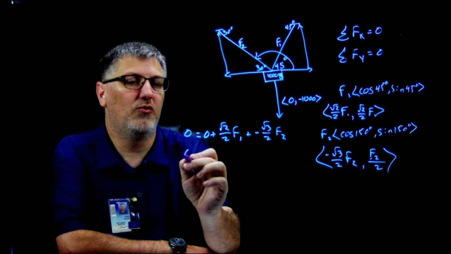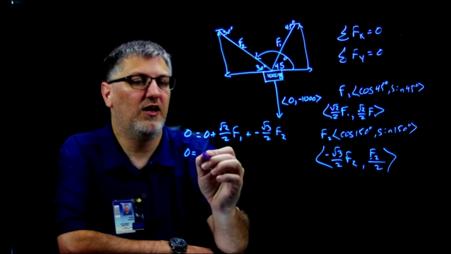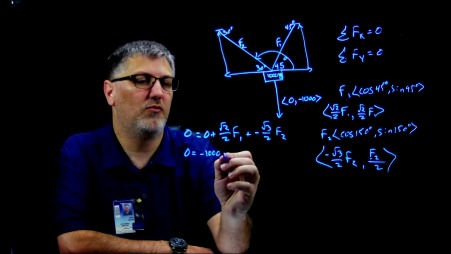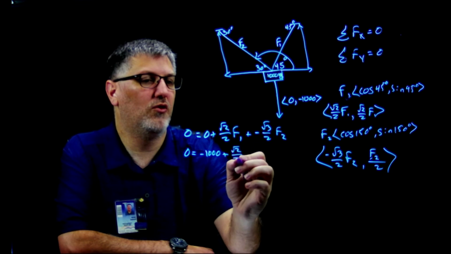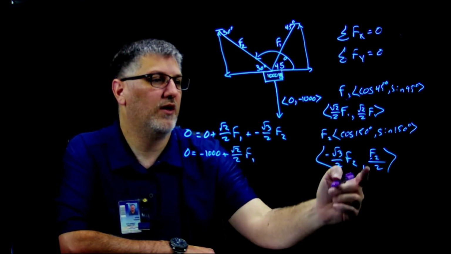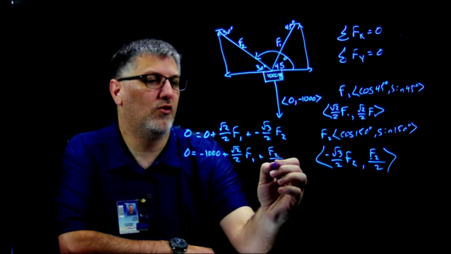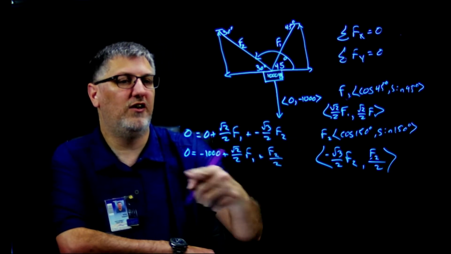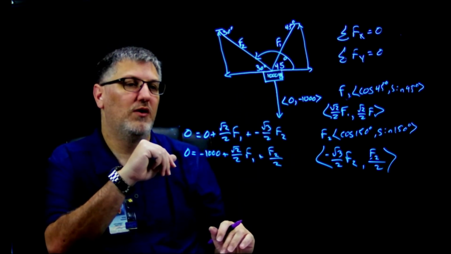We also know the sum of my y's is going to equal 0. So I'm going to add up all my y's. I've got a negative 1,000 plus, let's see, square root of 2 over 2 force 1 plus square root of 3 over 2 force 2. So we know these are coming from here. I have my system of equations.